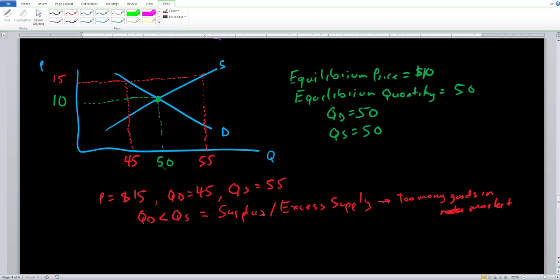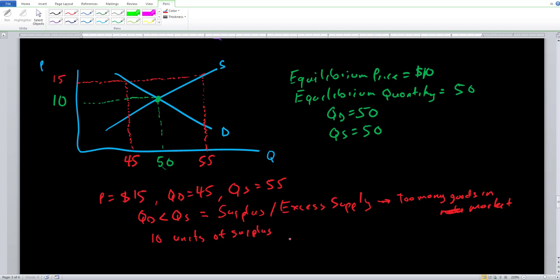Here, firms and corporations are actually selling 55 units. They're bringing out 55 units of the good, but consumers are only actually buying or demanding 45 units. So this tells us that we actually have a surplus in the marketplace, and can we figure out the exact amount of the surplus? Yes. All we really need to do is take the difference between QD and QS. So QS minus QD, the difference right there is that we have 10 units of surplus.